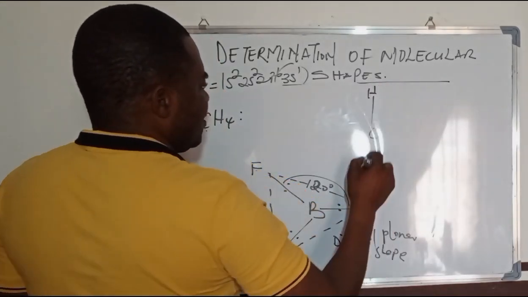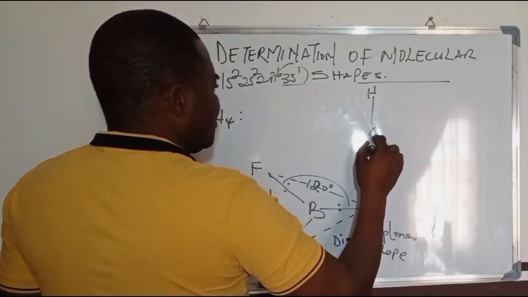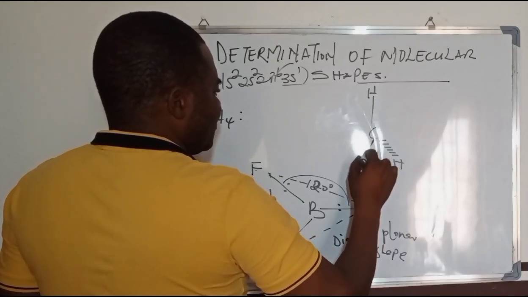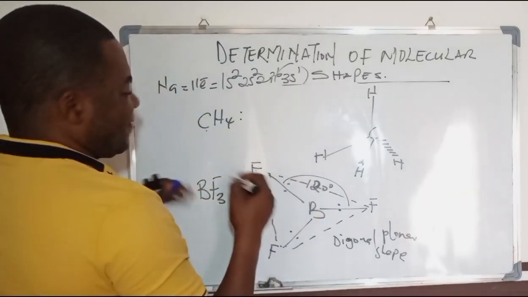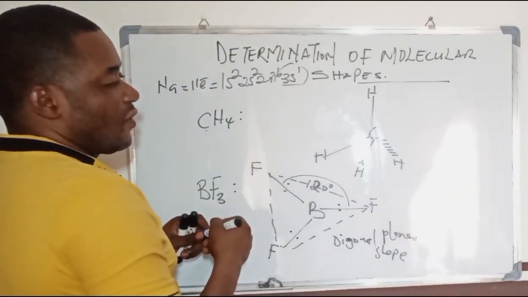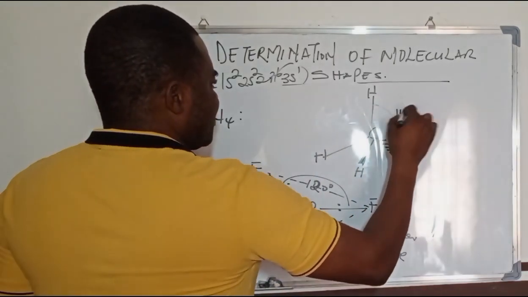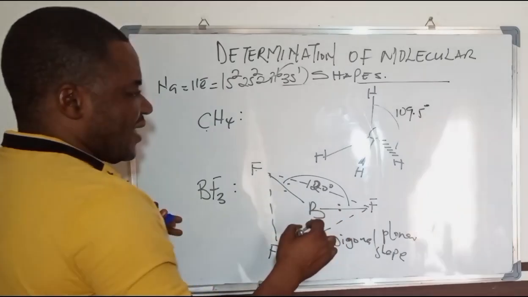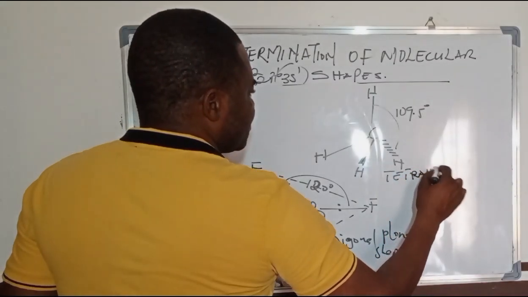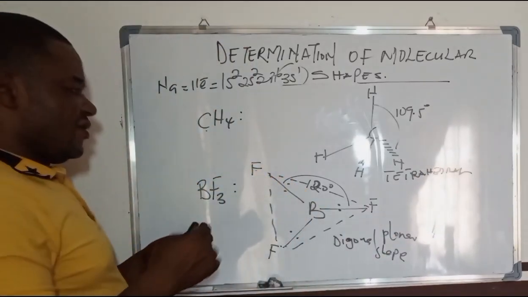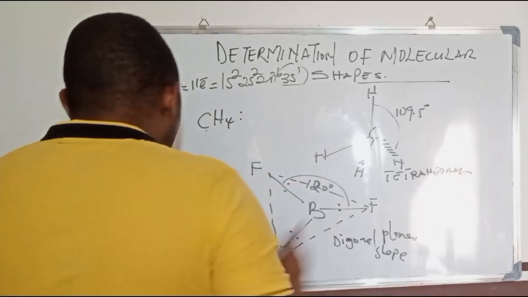So in this case you have a bond of hydrogen, a bond of another hydrogen, another bond of hydrogen, and then a bond of hydrogen here. If you take a look at this particular structure of methane, the bond angle is about 109.5 degrees, and this shape is always known to be tetrahedral. So it has a tetrahedral structure. All right, and we can go on and on.